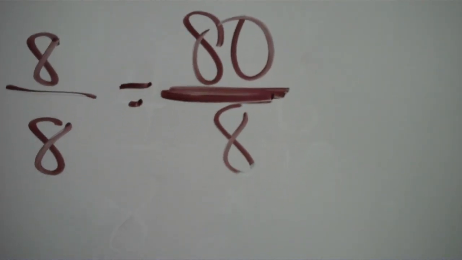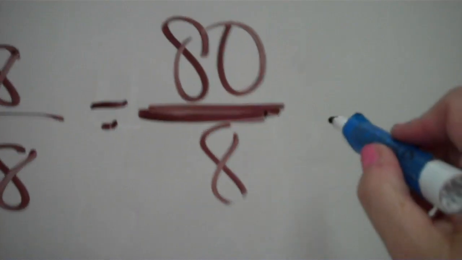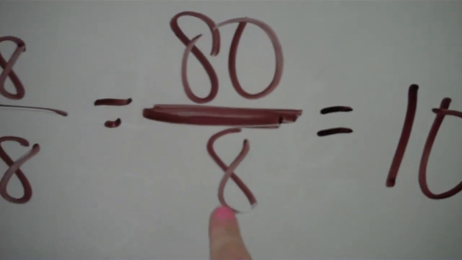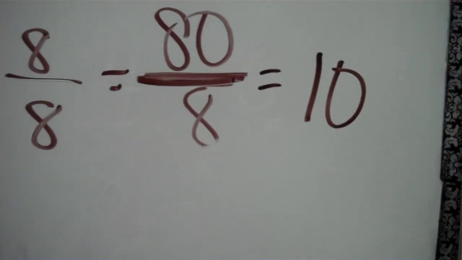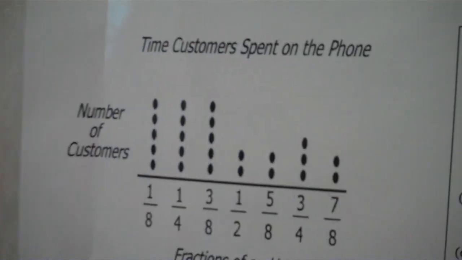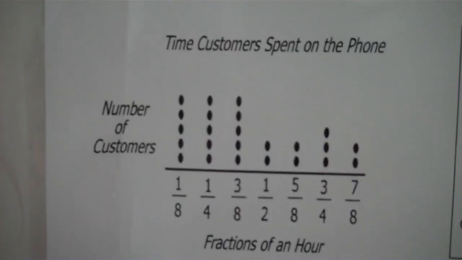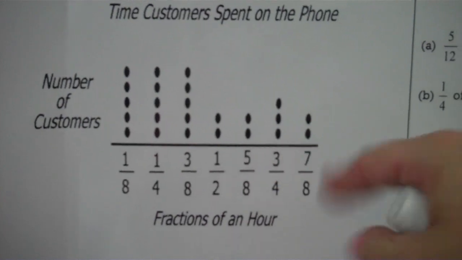So when you've added them all up, you should get 80 over 8, which simplifies to 10. Don't forget that that line there means to divide. So now that we've added them all up, they all together add up to 10. But now I need to figure out how many of them I had to add up. So go ahead and count the number of dots total that you have.